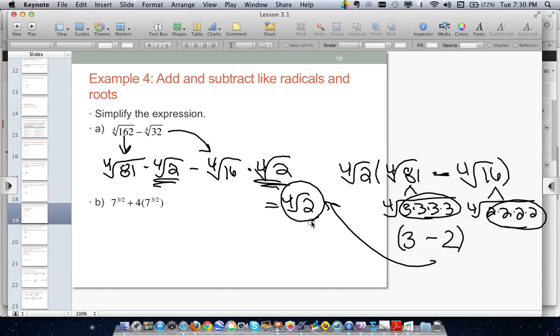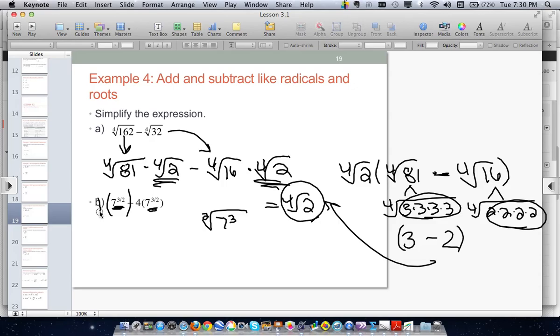For part B, it's a little bit easier. Same thing we want to do with radicals, our rational exponents. We want to make sure that the base and the exponent are exactly the same, because this is the same thing as saying the square root of 7 to the third. So we want to make sure that what we see here is exactly the same base and exponent. So 7 to the 3 halves is 1 times 7 to the 3 halves, plus 4 times 7 to the 3 halves.